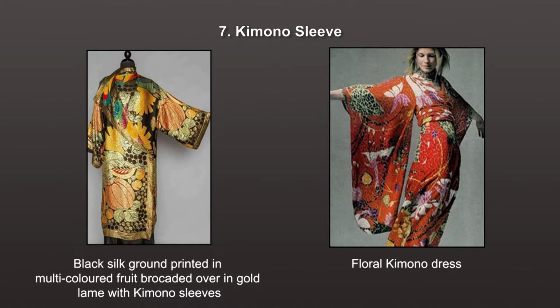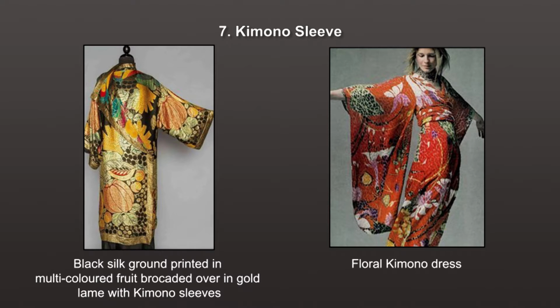Some occurrences of kimono sleeve in the olden days. The first kimono that we see here is a lamé and fruit evening coat dating back to the 1920s. Please be reminded that in this case we are talking about Japan. The black silk ground printed in multicolored fruit brocaded over in gold name has kimono sleeves.